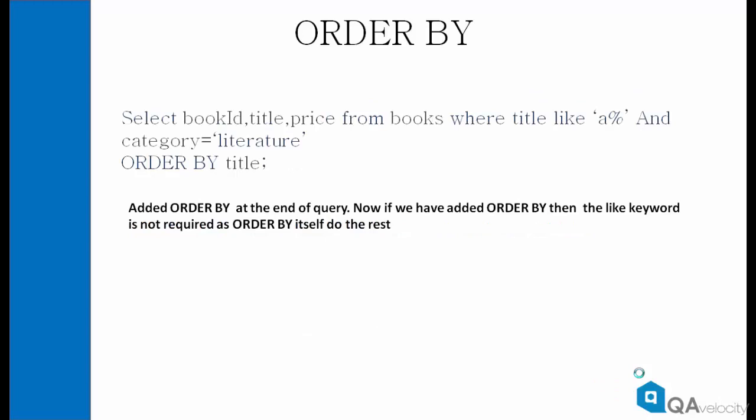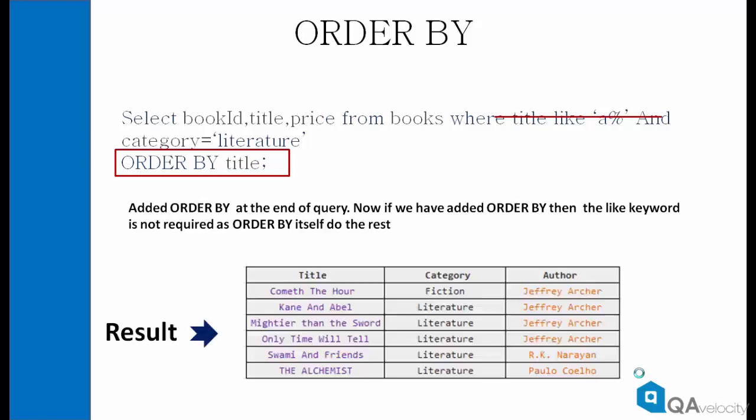So to mitigate the challenge of LIKE, we need to add the keyword ORDER BY at the end of our query, and after that we can remove the LIKE keyword. What this ORDER BY keyword does is sort the result in order. Now Jeff can get the list of books for his provided category in alphabetical order. If we see the results, books are in alphabetical order.